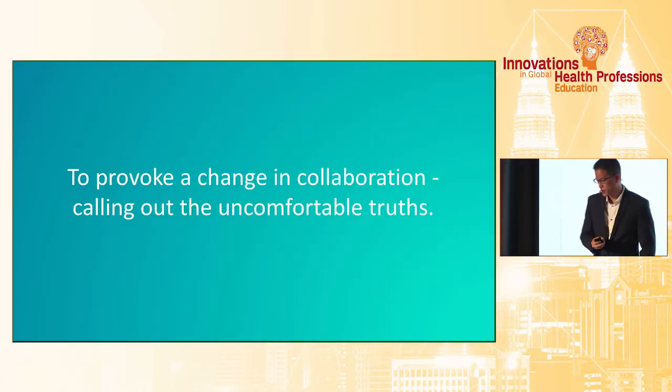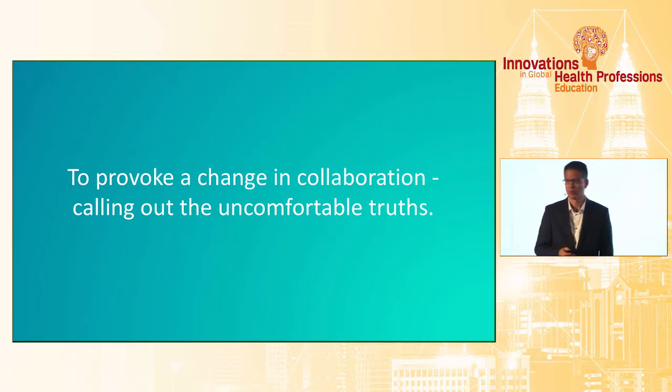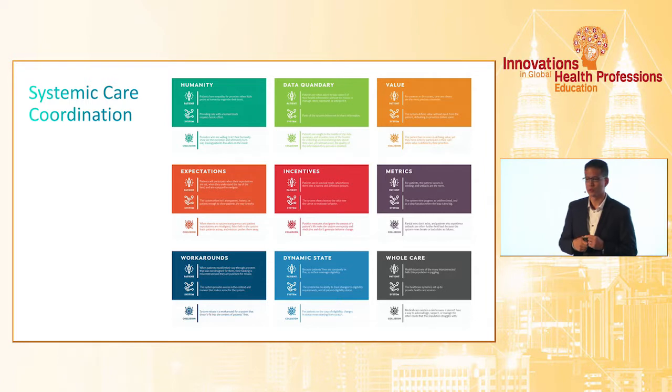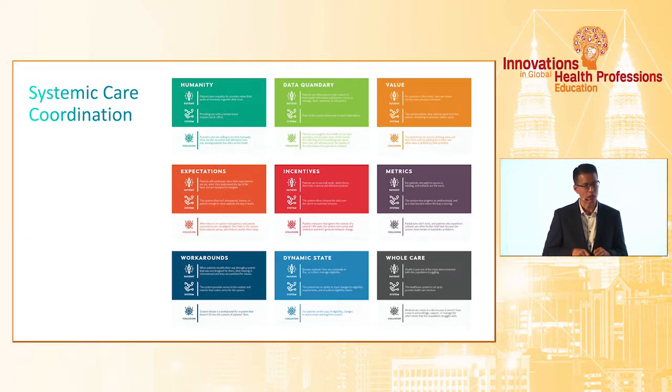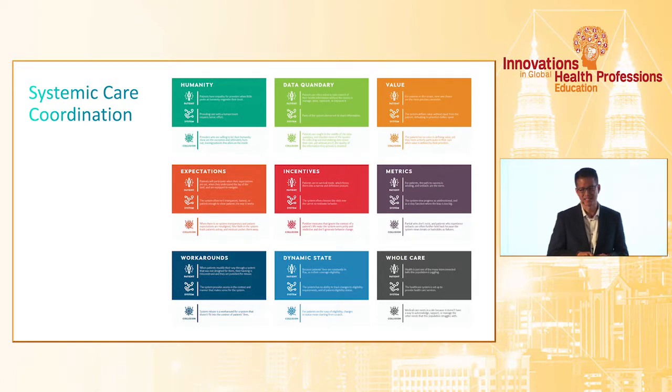Sometimes we're asked to provoke a change, in this case in collaboration, about calling out the uncomfortable truths. So in the US, there is very little systemic care coordination. This is an oxymoron, mostly because care coordination ends at the front door of most organizations. When they stop getting paid to do care coordination, they stop coordinating care. Because of our purview from a financial standpoint, we have an interest in the population's health. We actually have an interest in systemic coordination across the system.